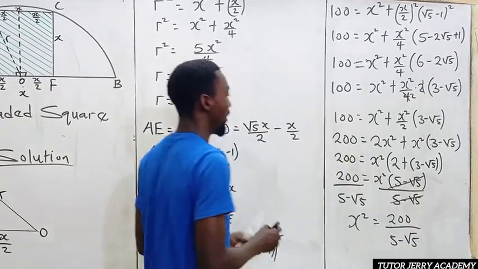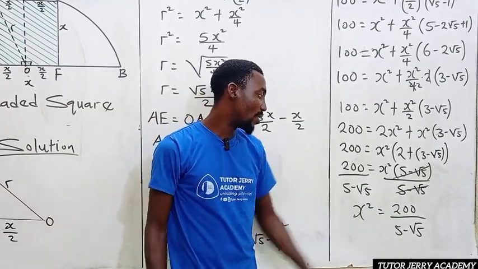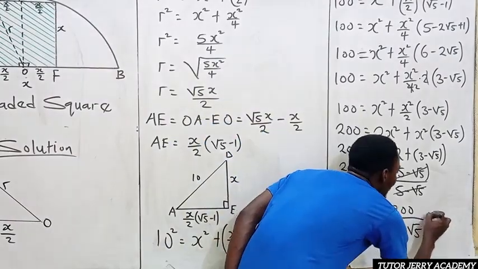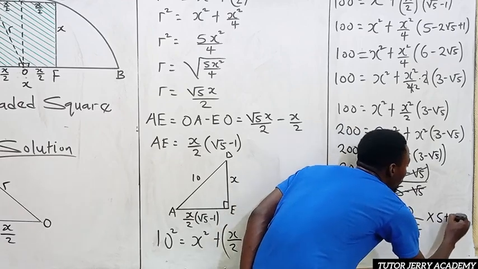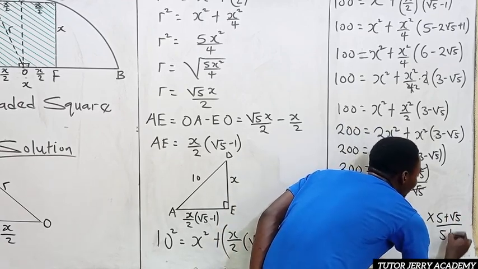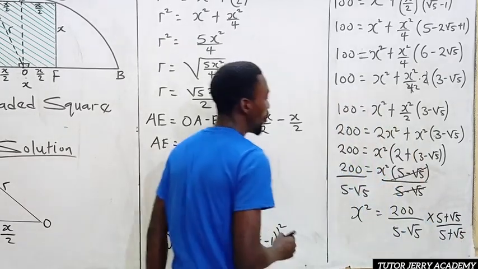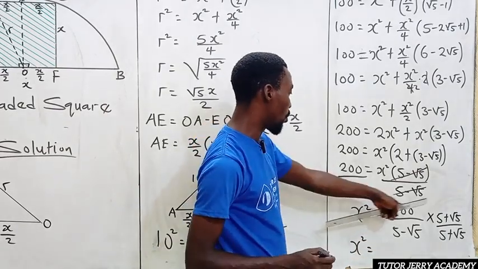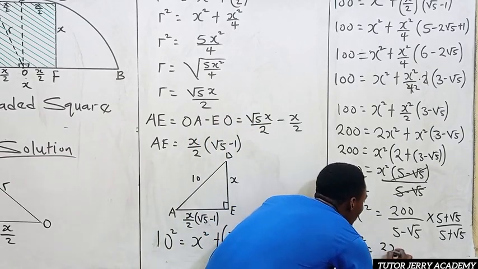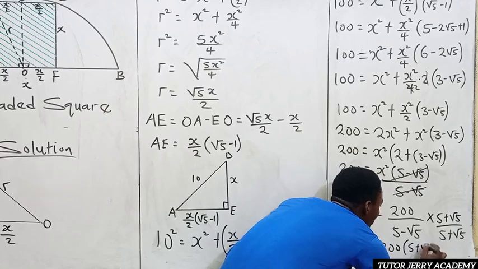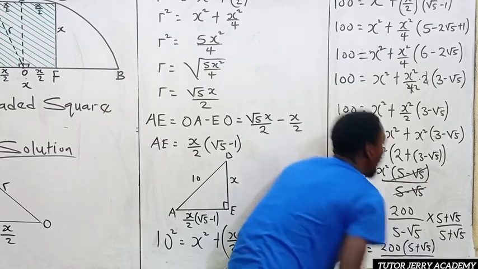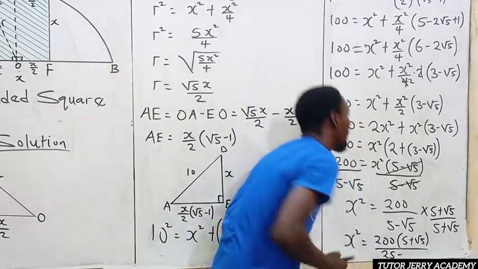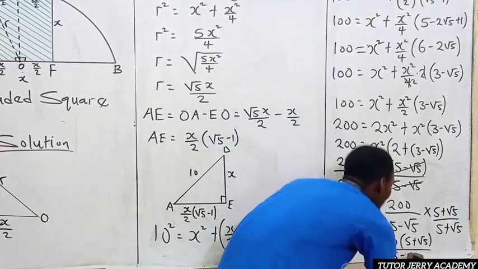Root 5. All right. So now the next thing is, if I decide to rationalize, I'm going to rationalize by the conjugate. So if I do that, I'm going to multiply this by the conjugate of this, which is 5 plus root 5, all over 5 plus root 5. All right. So it means that our s squared will be equals to 200 into 5 plus what? Root 5. All over what? So here we are going to have 5 times 5, which is 25. Minus, then root 5 multiplied by root 5, that is 5.